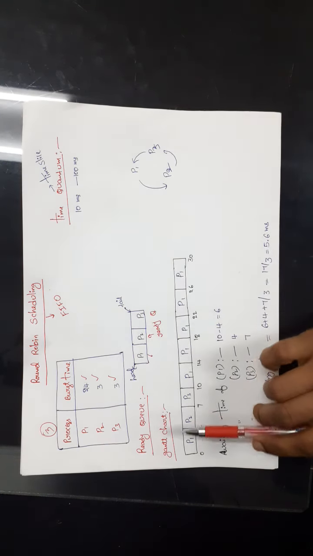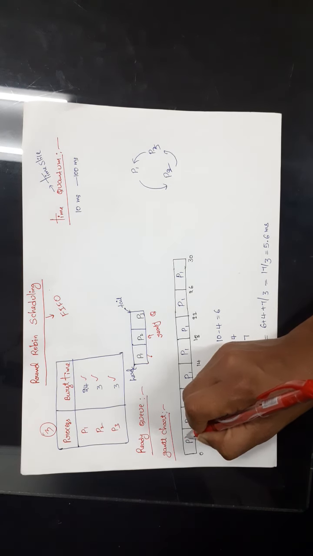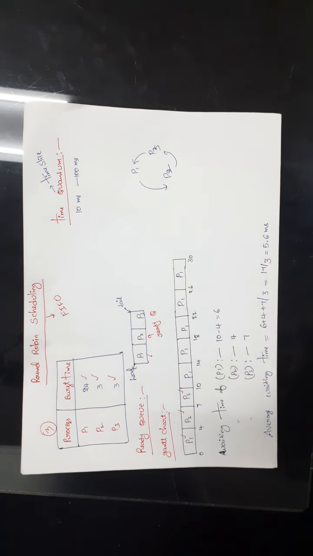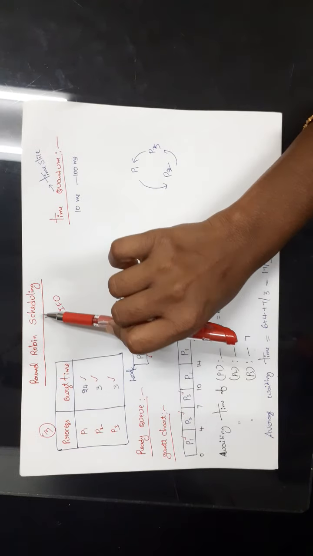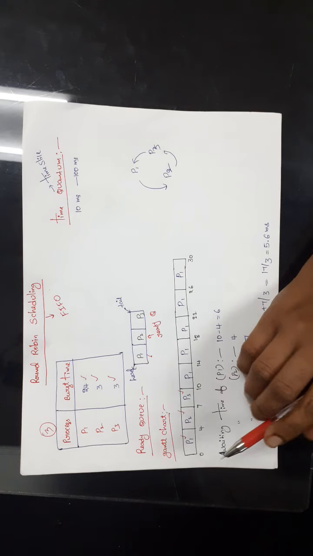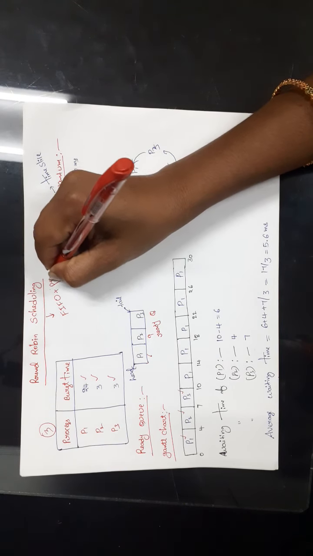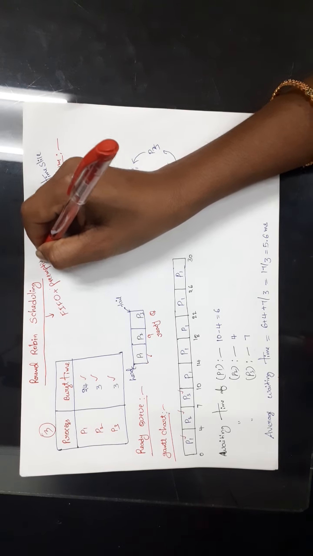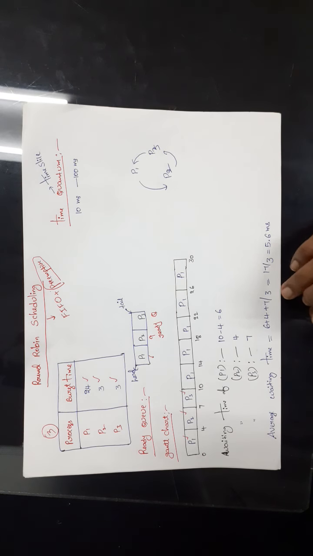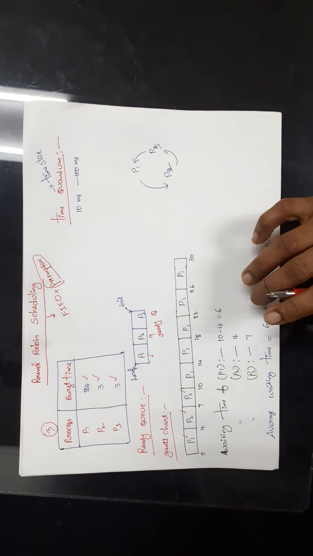Here also, this is the Gantt chart for the round robin scheduling algorithm. Here first P1 got the chance, then P2 got the chance, then P3 got the chance. So if you observe, round robin scheduling is also similar to first come first serve scheduling, but round robin scheduling is first come first serve plus preemptive. Here we should add the preemption concept. So preemption is nothing but taking the CPU forcefully from a process.